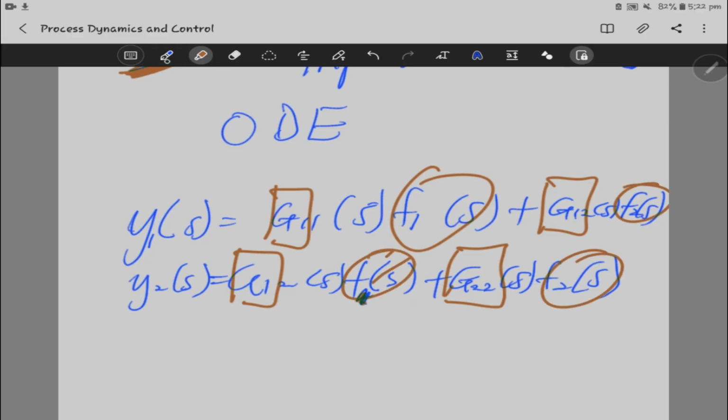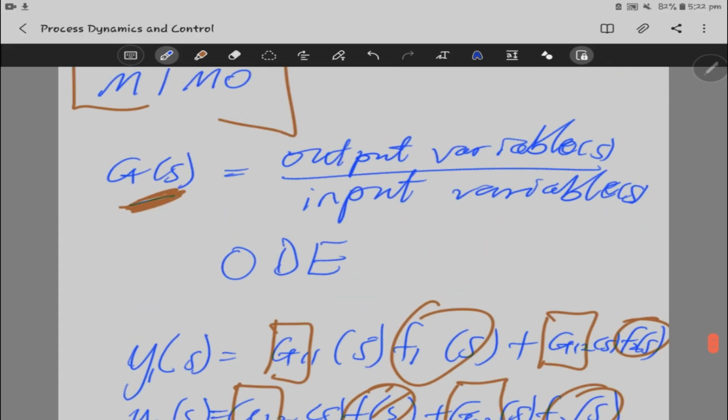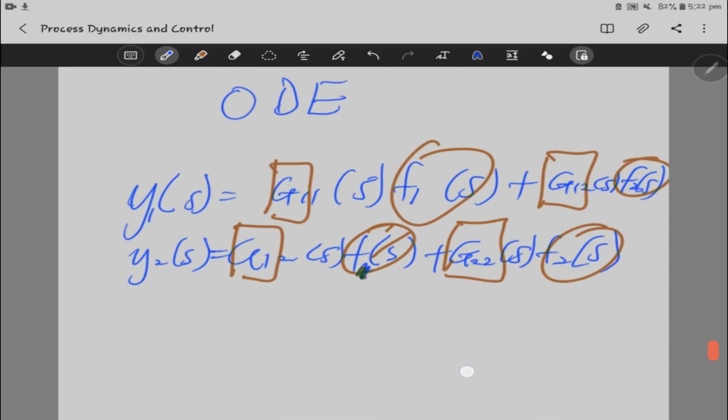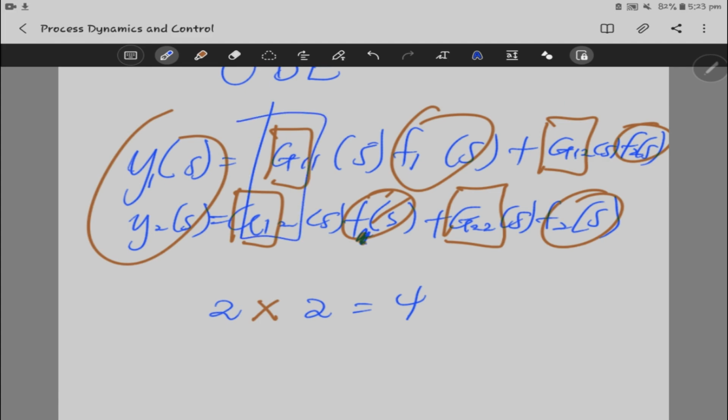So simply what it means is that we have the input variables, right? Let's compare to this one. The input variables are two, and the output variables are two as well, which are y1 and y2. When you multiply this by this, it gives you 4. So that's why we have 4 transfer functions describing the system.